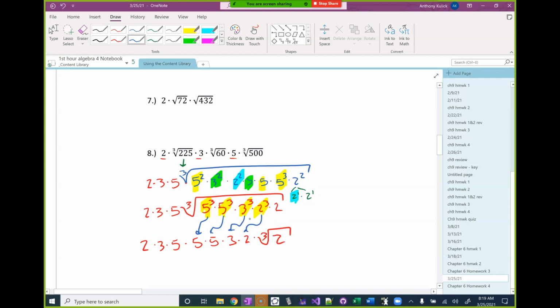So 2 times 3 times 5 times 5 times 5 times 3 times 2 is 4,500, and then cube root of 2. Can you just bring that 2 down? So, the middle? So this 2 is that 2. Yep.